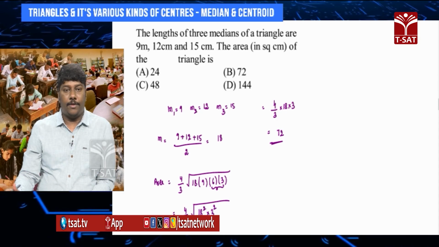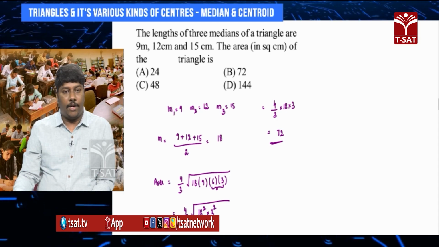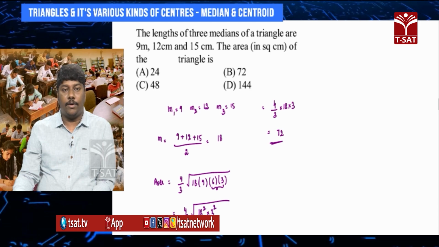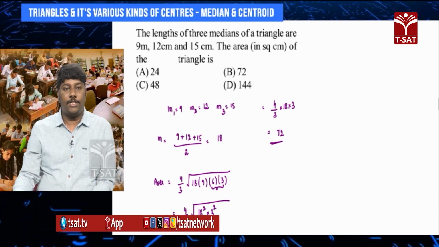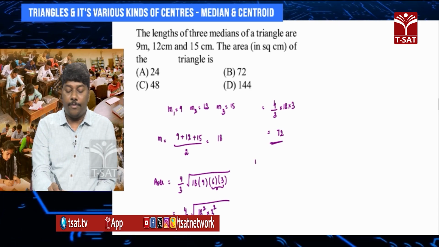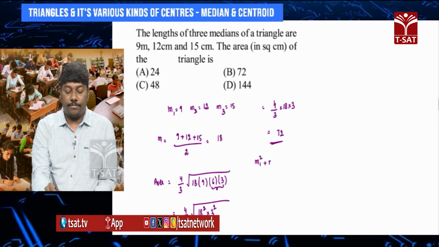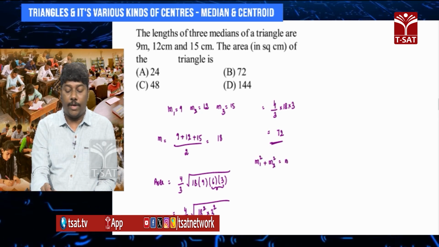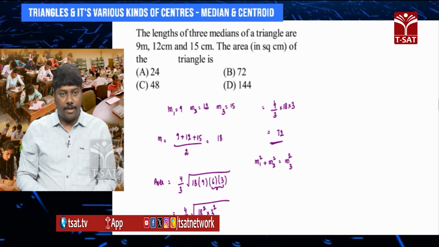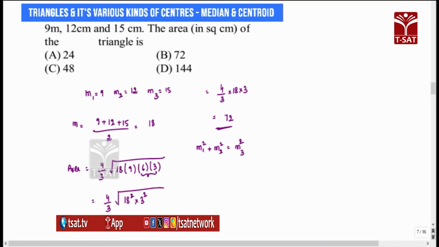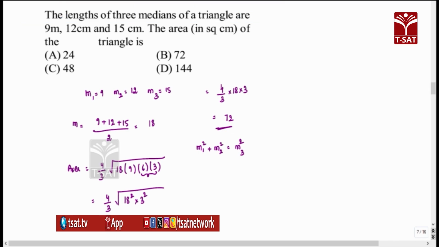So here we can apply the formula and do it. The other way around, 9, 12 and 15 actually form a triplet. So whenever you see three medians where m1 square plus m2 square is equal to m3 square in such a manner, it is actually a multiple of 3, 4, 5. 9, 12, 15 is a multiple of 3, 4, 5. Therefore, it is a triplet because 3 into 3 is 9, 4 into 3 is 12, 5 into 3 is 15.